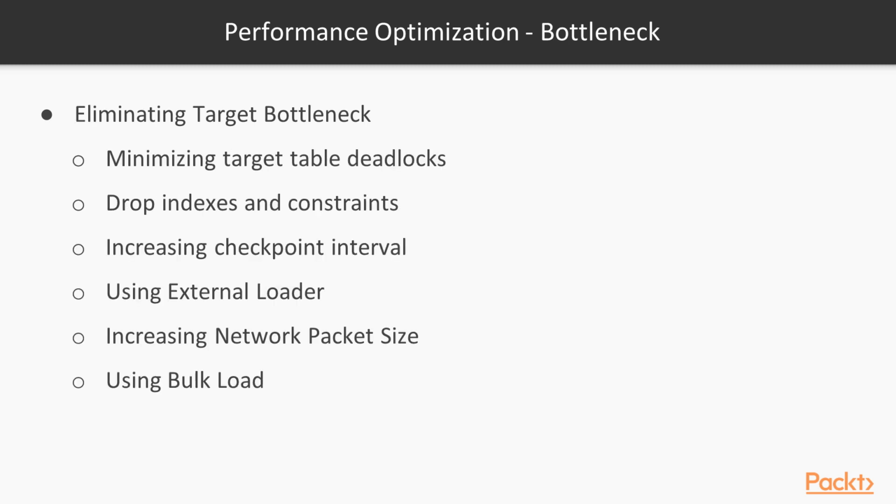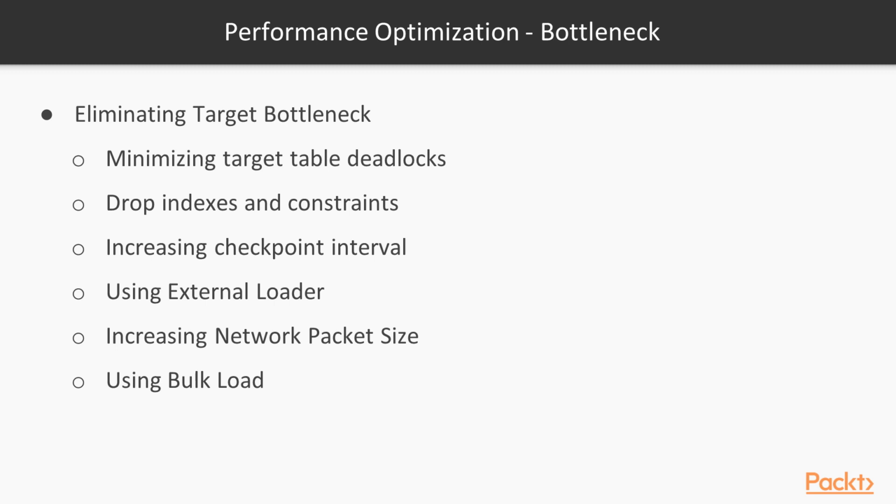Eliminating target bottleneck. There are various ways which you can optimize the target loading. Minimize target table deadlocks. There could be a scenario when Informatica is trying to load the data into a table, which is already being used by another system. When Informatica encounters the deadlock, it hampers the processing by slowing the loading process. To avoid this, make sure the target table is not used by another process at the same time.